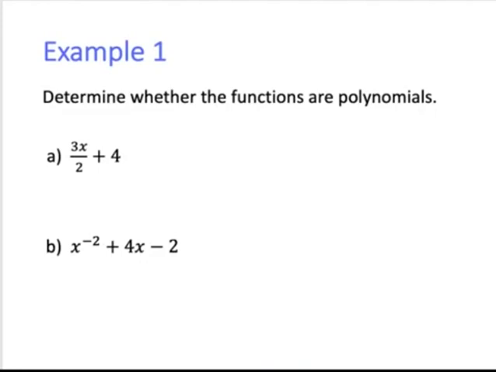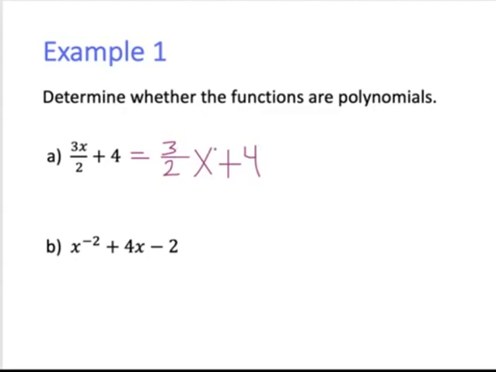For example 1, we want to determine whether the functions are polynomials. For part A, we have 3x over 2 plus 4. If you wanted to, you could rewrite it. This is the same thing as 3/2 times x plus 4. Notice that we don't have any issues with having an x in the denominator. We had a 2, but that's okay. We have real coefficients, right? We have a 3/2 and we have a 4 here.